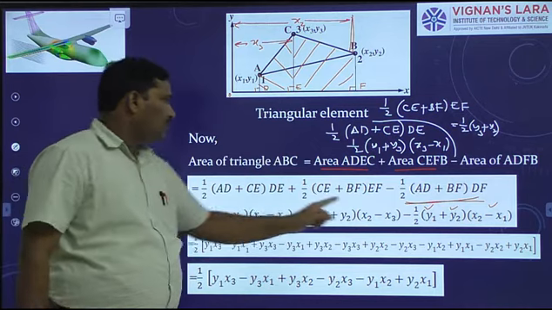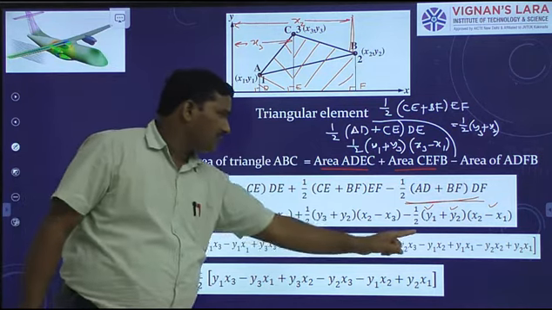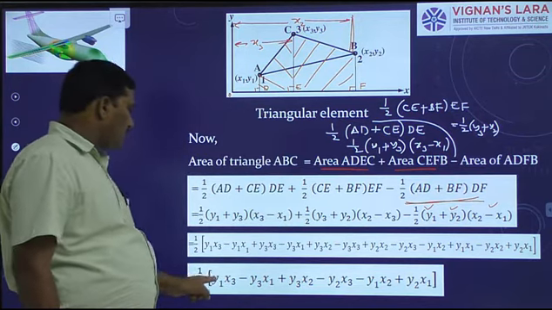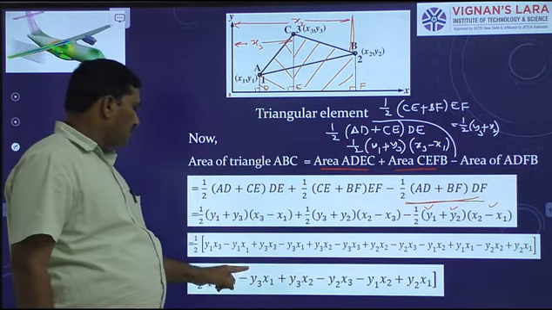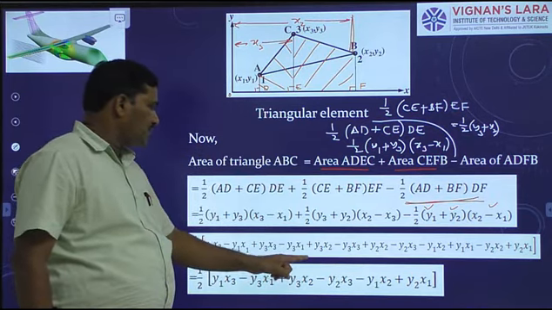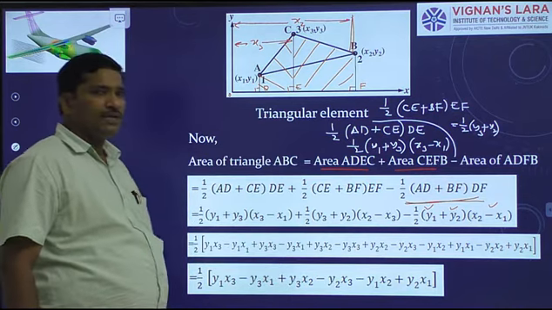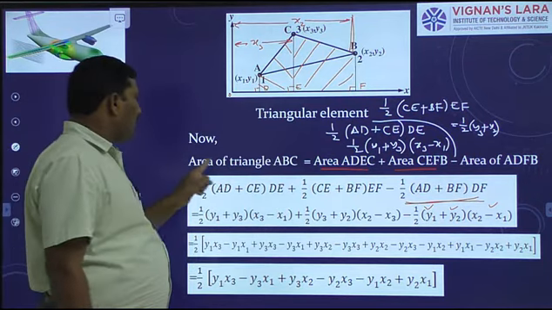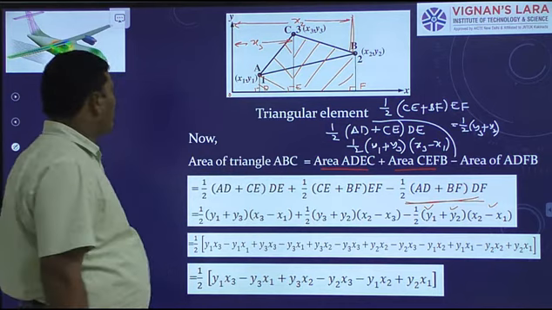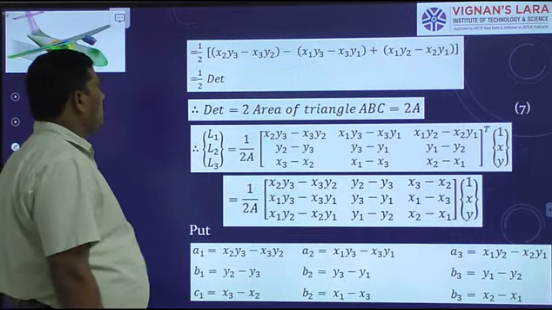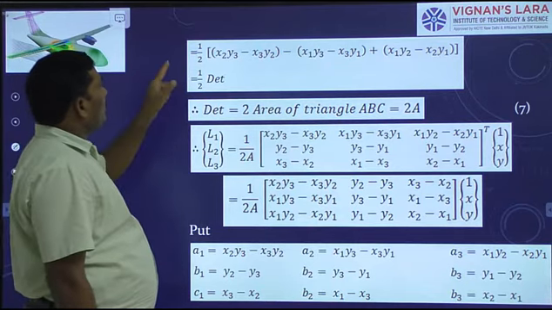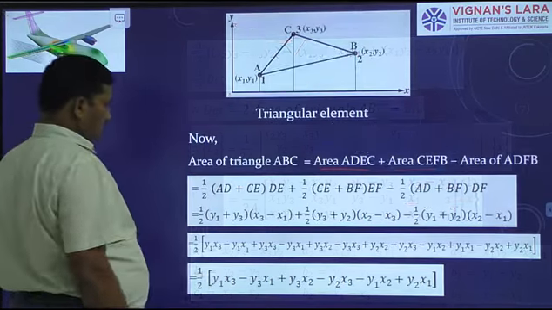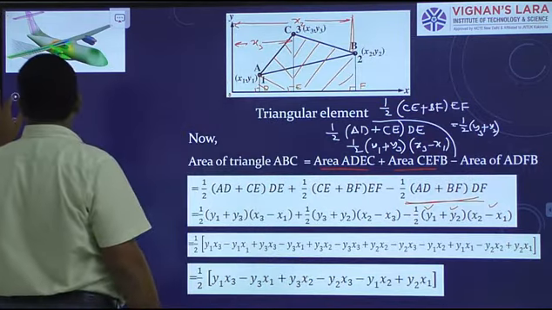Right? So, once you write like this, you can expand, and you get an expression like this. Then simplify. When you simplify, you get 1 by 2 into y1 x3 minus y3 x1 plus y3 x2 minus y2 x3 minus y1 x2 plus y2 x1. You get like this. Okay. What does it represent? Area of triangle ABC. Which equals 1 by 2 into, again, the same expression you can write like this.